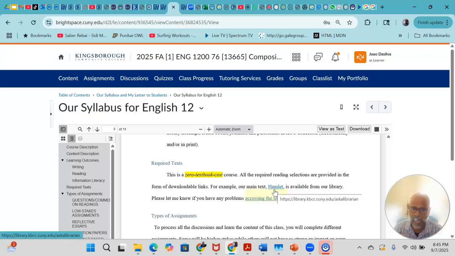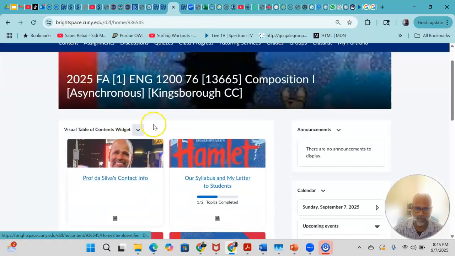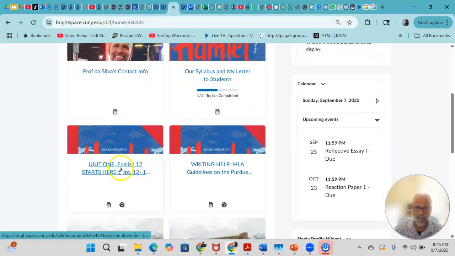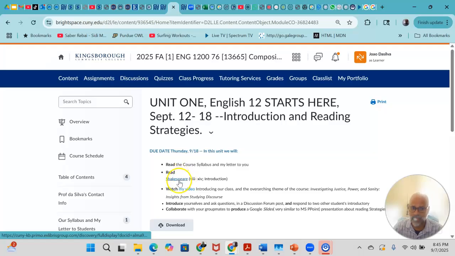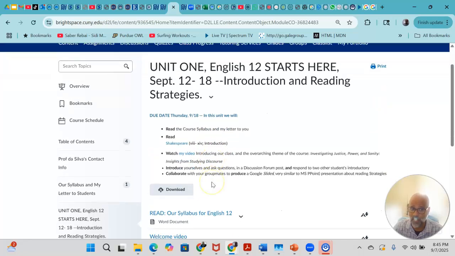But for the first week, and I am going to go back right now. For the first week, as you click here, when you go to the table of contents, right, you will see that Unit 1 is already showing. So the expectation is that you read the course syllabus and my letter that introduces me to you. You go through the syllabus to see if you have questions. And then the link to the book is already here, right? So you go to the book and you read the introduction, and then you watch the other videos and so on.